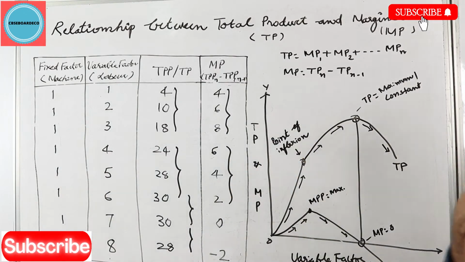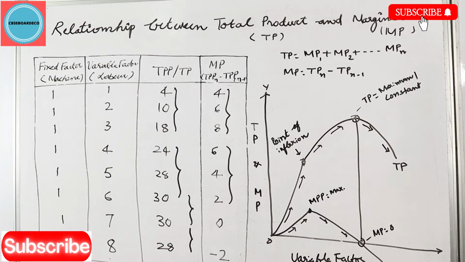Now, please follow this from the table here. You can see in the table TPP: 4, 10, 18, 24, 28, 30, 30, 28. Remember, these are perfect figures. The first laborer gave you 4, the second laborer gave you 10, 3 laborers gave you 18.